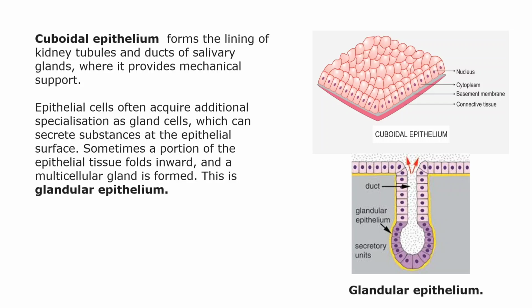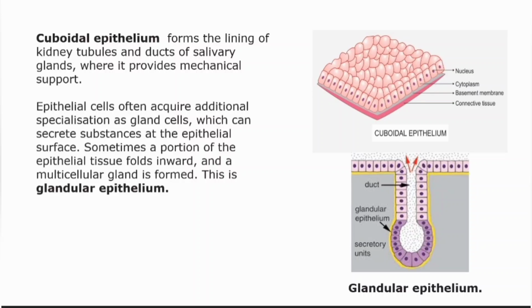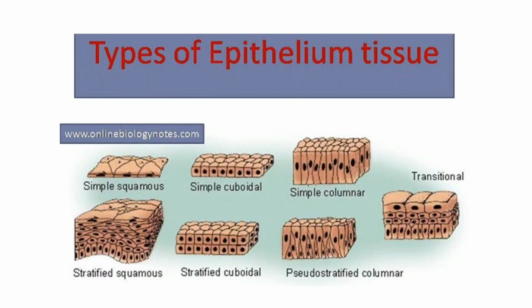Cuboidal epithelium. Cuboidal epithelium forms the lining of the kidney tubules and ducts of salivary glands, where it provides mechanical support. Epithelial cells often acquire additional specialization as gland cells, which can secrete a substance at the epithelial surface. Sometimes a portion of the epithelial tissue folds inward and a multicellular gland is formed. This is called glandular epithelium. In this picture, I have shown the glandular epithelium structure.